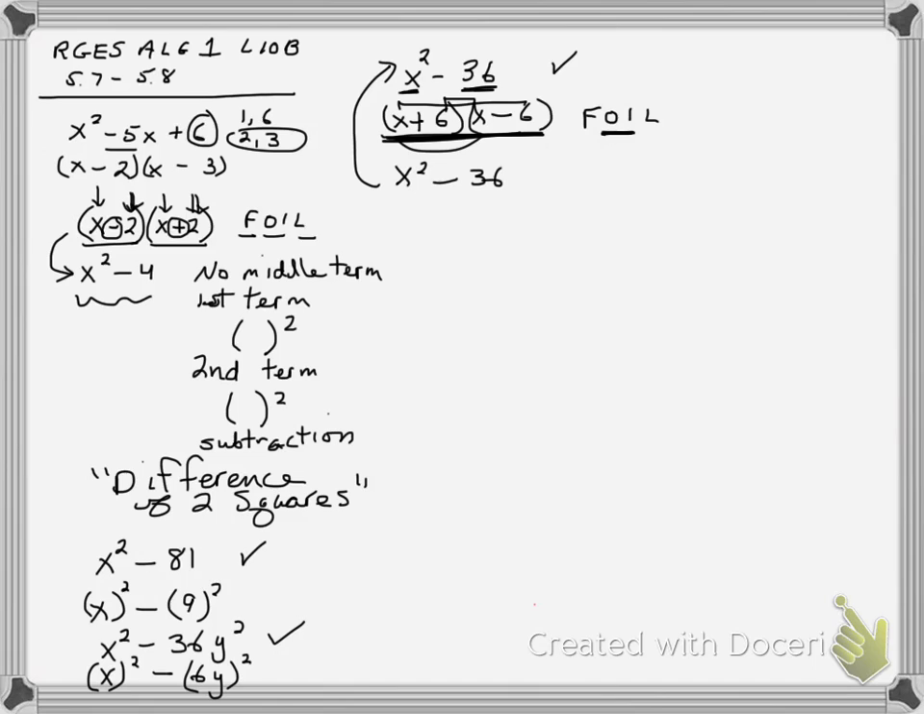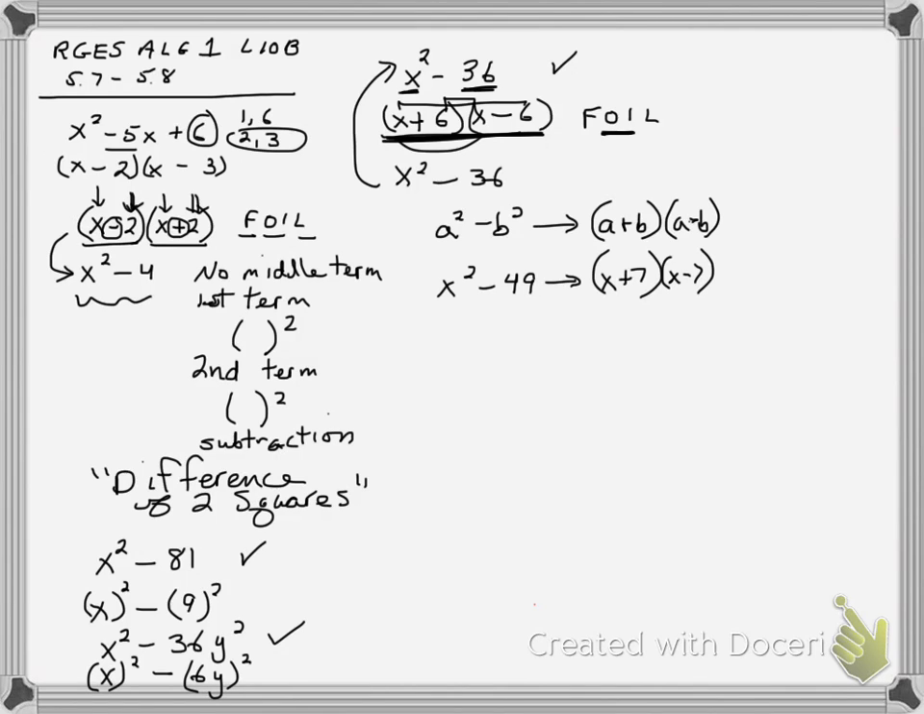So let's go ahead and do several of these here. If we had a squared minus b squared, that would factor to a plus b times a minus b. If I had x squared minus 49, that would factor to x plus 7 and x minus 7. I could easily have said x minus 7 times x plus 7. I hope you understand that these are reversible.